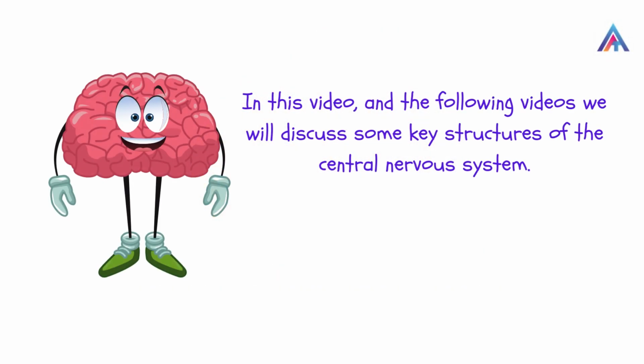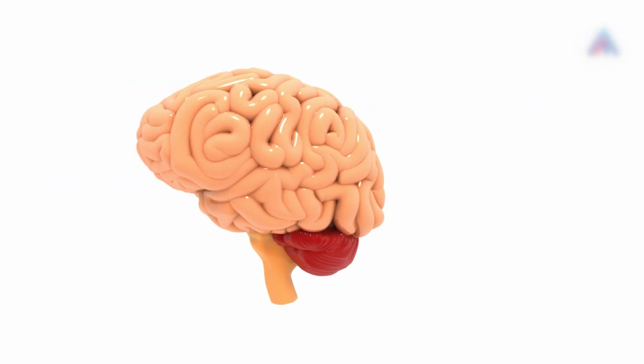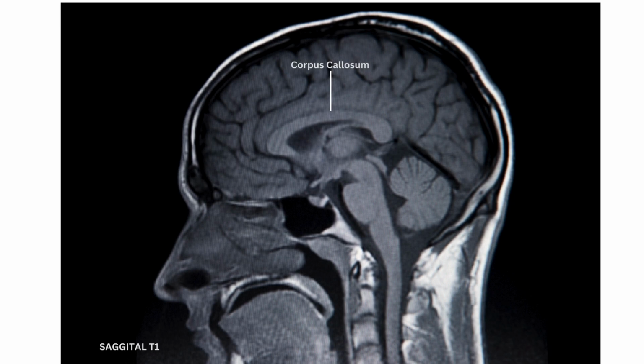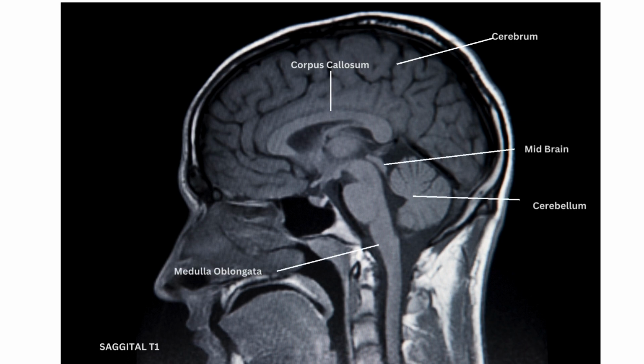In this video and the following videos, we'll discuss some key structures of the central nervous system. The central nervous system is comprised of three main parts: the cerebrum, the cerebellum, and the brain stem. In this sagittal T1 MRI of the brain, you can see the corpus callosum, the cerebrum, the cerebellum, medulla oblongata, the pons, pituitary, cervical spine, and the calvarian bone.